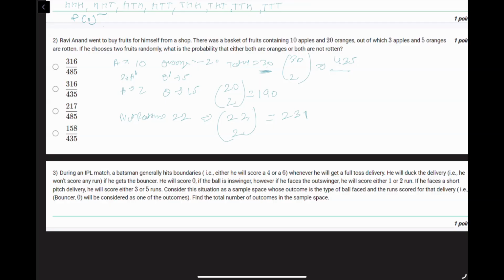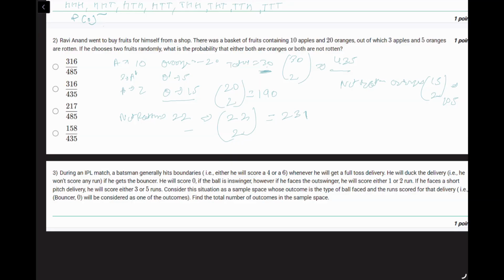And how many fruits are there where you can choose oranges and they are not rotten? Both the fruits you choose are oranges and not rotten. How many oranges are there? 15. So you're going to choose not rotten oranges. That is going to be 15 choose 2. Choosing 2 fruits which turn out to be oranges and they are not rotten. So 15 choose 2, you're getting 105.